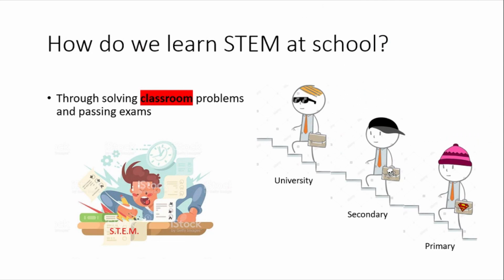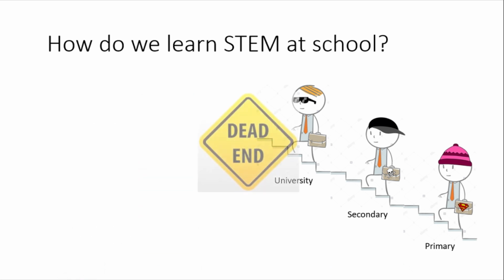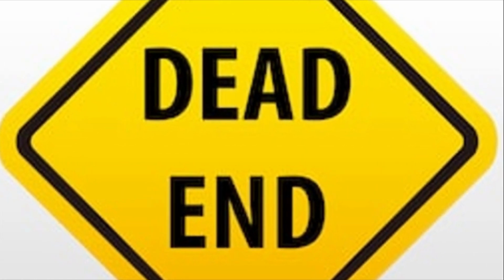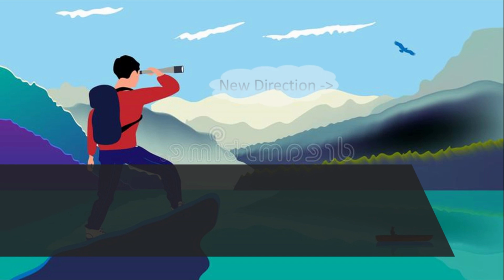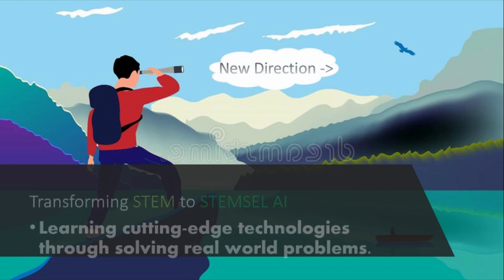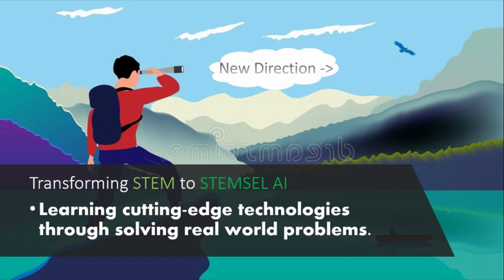Now, even though solving classroom problems gets us somewhere, we eventually reach a dead end. And so the big question now is, what is the new direction? Where do we go after that dead end? We will transform STEM to STEMSEL AI by learning cutting-edge technologies through solving real-world problems instead of just classroom problems and classroom examples.